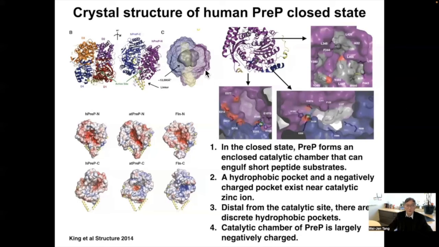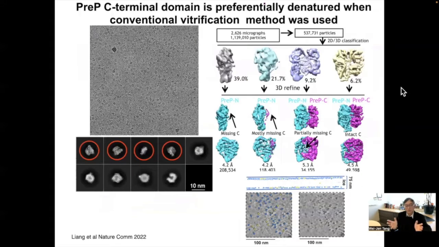However, this closed state is so closed that the peptide cannot get in, and the degraded product cannot get out. So there must be a way, in an open state, to capture the substrate. Unfortunately, we failed to use crystallography to solve the open state structure. With the resolution revolution, single particle cryo-EM is good enough to solve a 100 kilodalton protein, so a number of years ago we started to try to use cryo-EM to solve the structure.